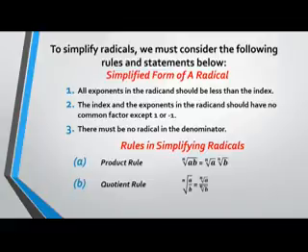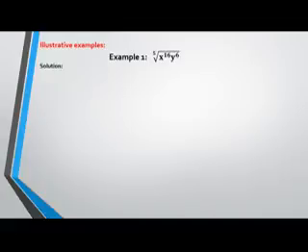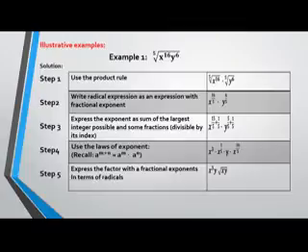So let's have an illustrative example. Example 1 is the fifth root of x^16 y^6. So how do we solve this kind of expression? Let's follow the steps. First is to use the product rule. So this will become the fifth root of x to the power of 16 times the fifth root of y to the power of 6. Our step 2 is to write the radical expression as an expression with fractional exponents. So we transform the radical expression into fractional exponent form.